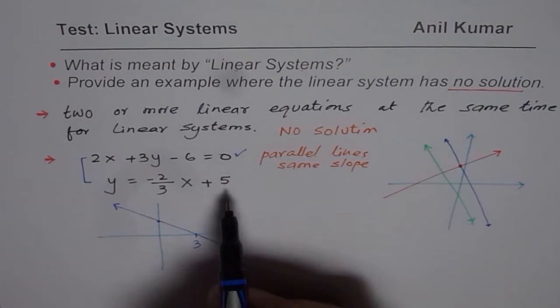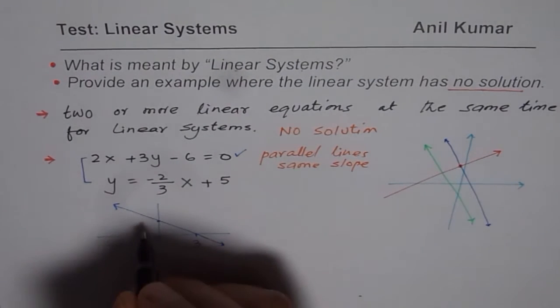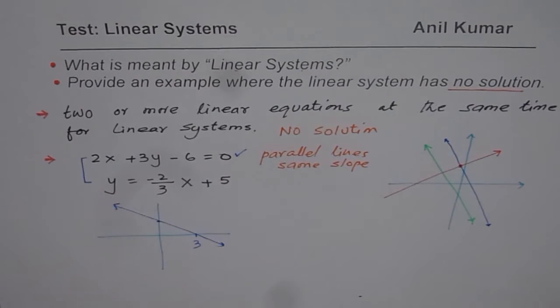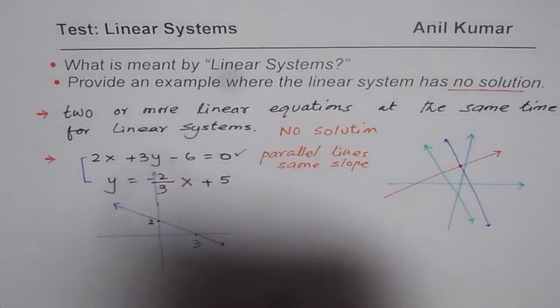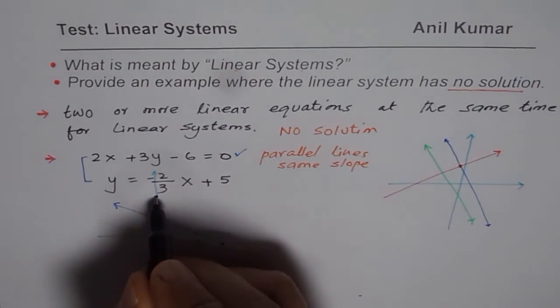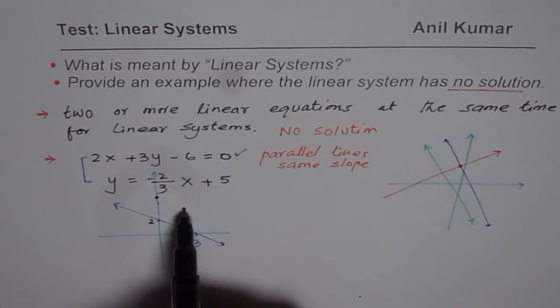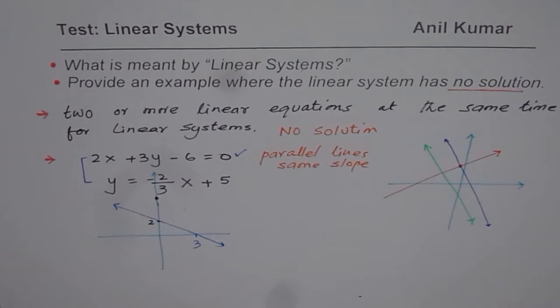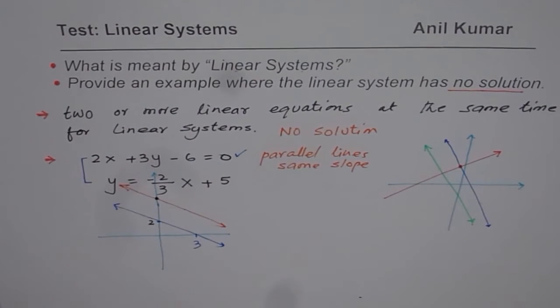Okay, now let us sketch the other line. It says that the y-intercept is 5. This is 2 for us, right? Let us say 5 is somewhere here, so let me extend this. The slope is minus 2 over 3, so you go down 2 units and then move in 3 units, and you'll get another point. Once you get that point, you can join it, and you will get another line. And what you observe is that these two lines are parallel lines, right?